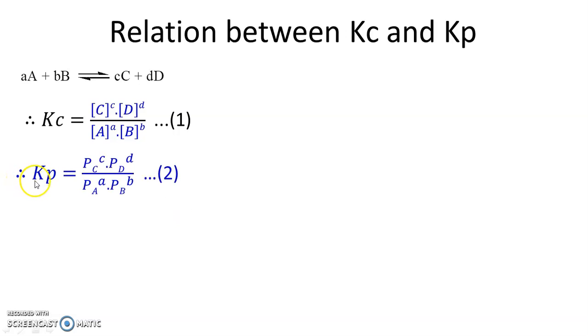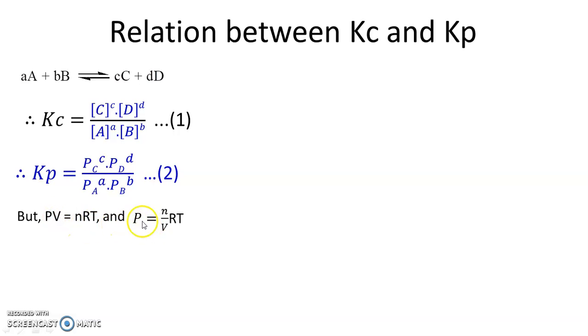Now for a gas phase reaction, Kp is equal to the partial pressure of C raised to c, into the partial pressure of D raised to d, upon the partial pressure of A raised to a, into the partial pressure of B raised to b. This is equation number 2. But we know that PV is equal to nRT.